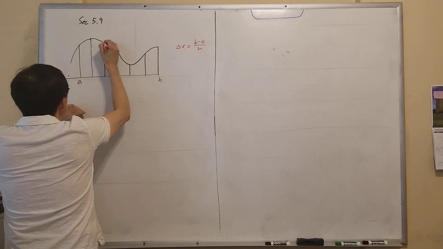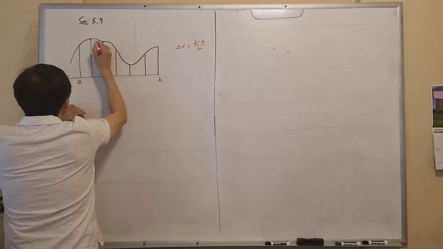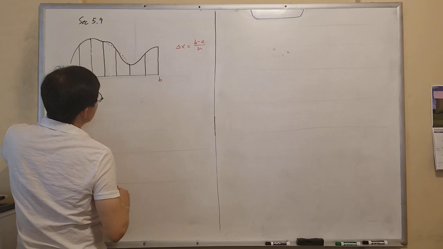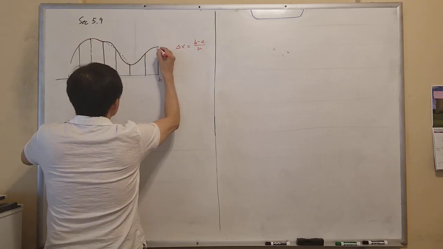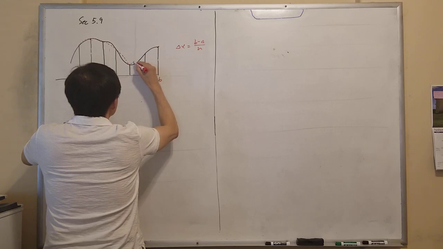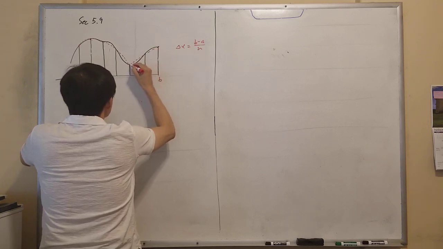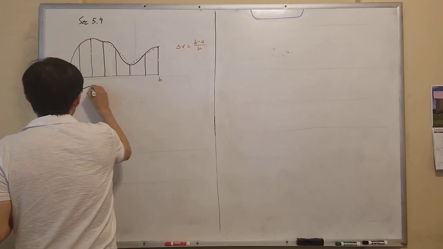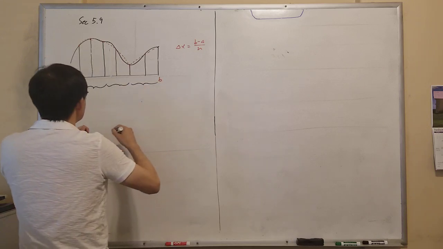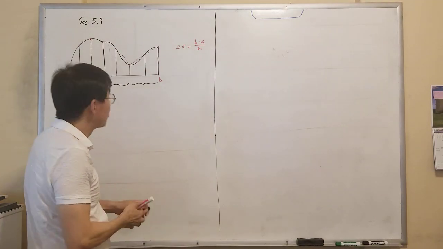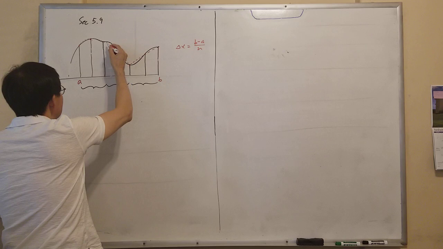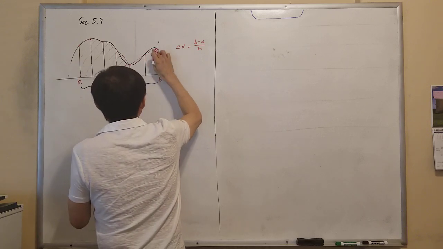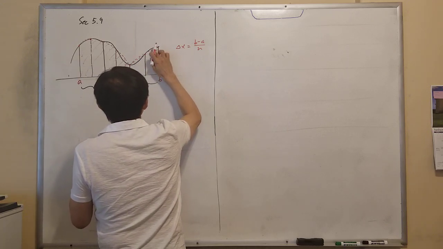But what we're going to do is try to find a quadratic function going through those 3 points. We combine every 2 intervals and try to find the quadratic function going through those 3 points, and then use the area under that parabola.